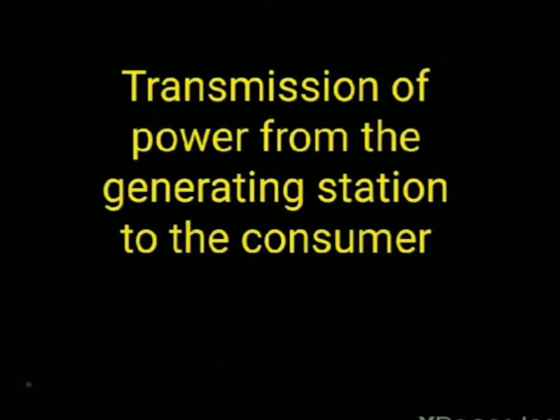Hi everyone, today we are going to start the new chapter, chapter 9, Household Circuit. In that, the first topic is transmission of power from the generating station to the consumer. That means from the main substation. Here in Kerala, we are getting the electricity from our Idukki hydroelectric power station. So from the hydroelectric power station to our house is the main content of this chapter.